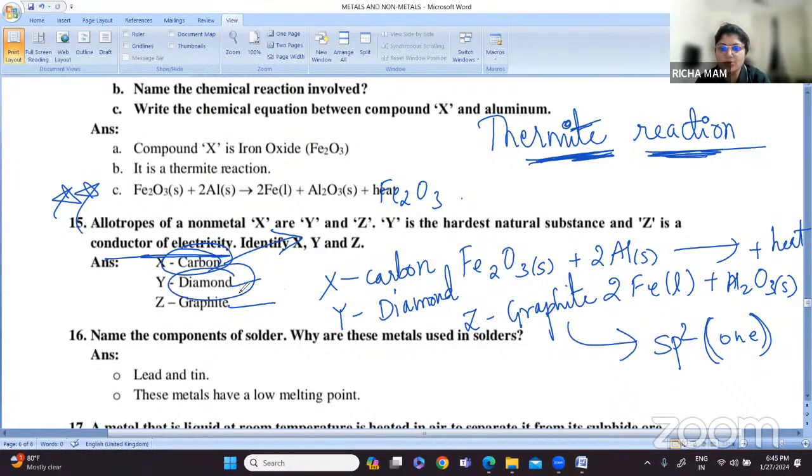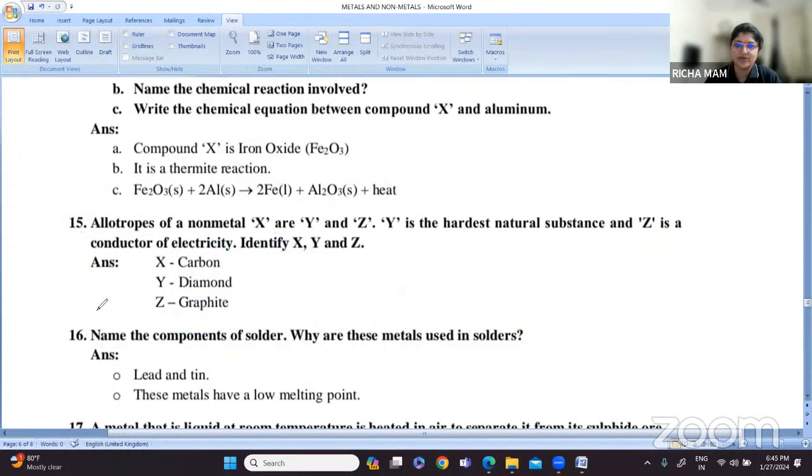Diamond is the hardest and is used in ornaments and finger rings. Graphite is used in pencils. In diamond the carbon is sp3 hybridized and in graphite it is sp2 hybridized, so one unpaired electron is present. This is responsible for its conduction of electricity. So graphite is a good conductor of heat and electricity. Okay, fine.